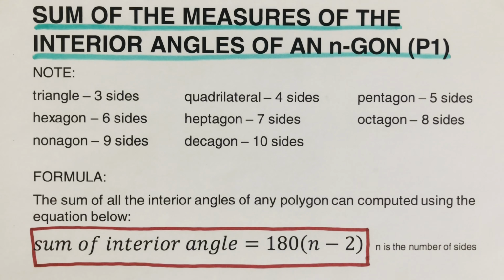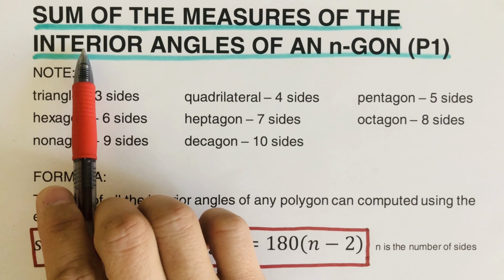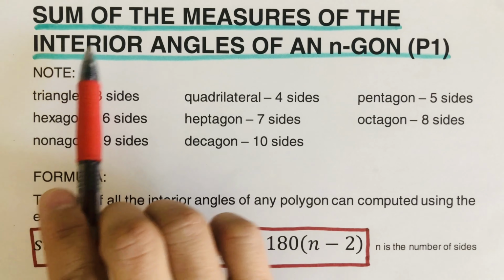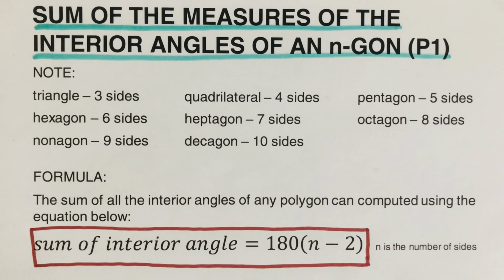So in order to find the measures of the interior, when we say interior, we're talking about the angles that are inside the polygon. This is the formula right here. The sum of the interior angles of any n-gon is equal to 180 multiplied by n minus 2, where the n here refers to the number of sides.